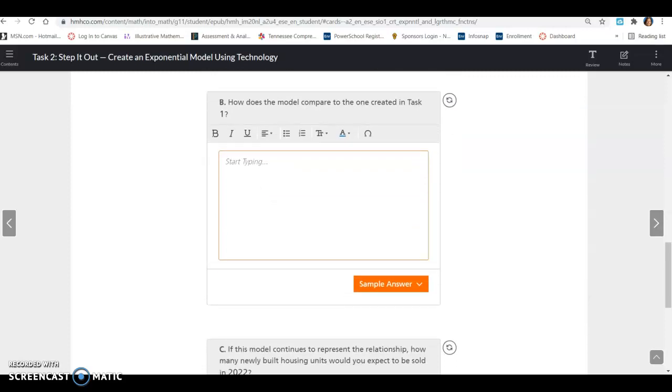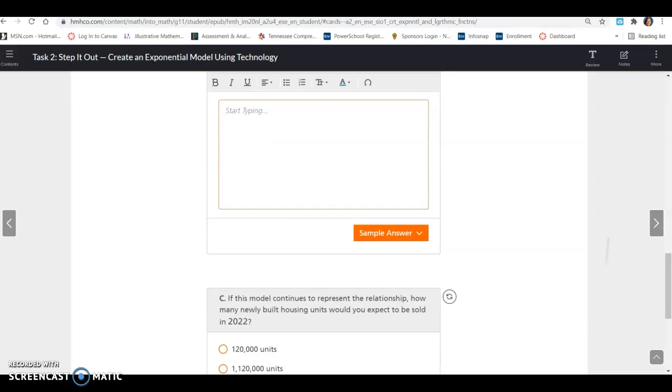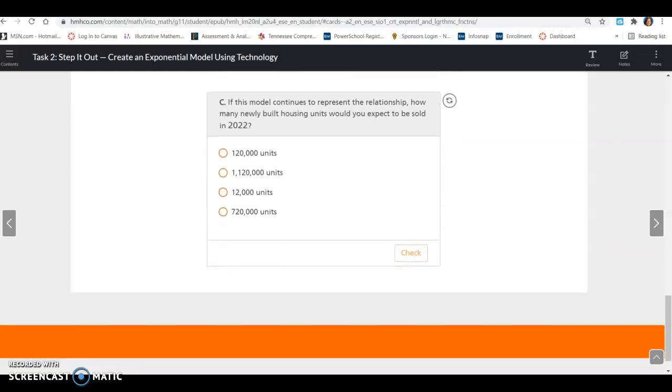And again, this is a minor standard, so we didn't go through doing it by hand. If you want to do that, there is information in the book, but as long as you know how to do this on the calculator, you're going to be fine. How does the model compare to the one in task 1? Again, it's a little bit better because the calculator does a better job of getting it exact.